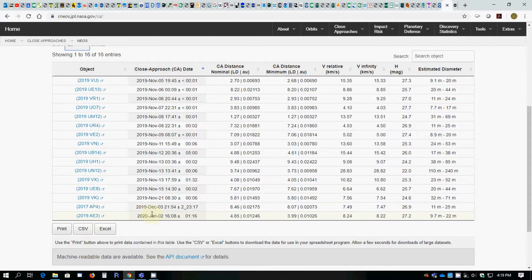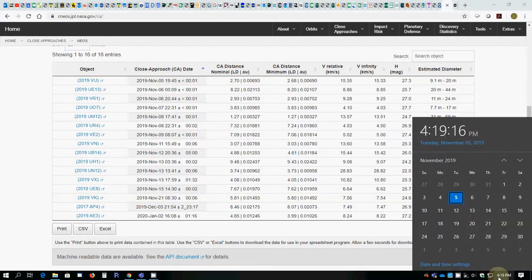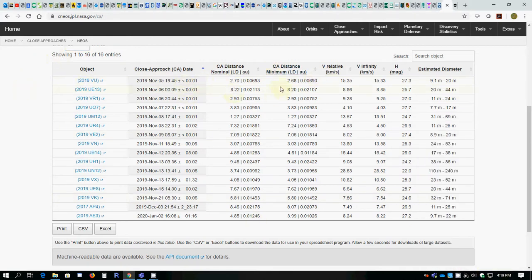Here's one that's going to be slightly past the end of the year, but it's still within 60 days. So we can look at these dates. There's an encounter coming up on November 5th, today, but it's going to pass within 2.68 lunar distances. So that's actually a reasonably close encounter, but the size of that object is not very large, 9 to 20 meters in size. Noticeable, but not a terribly threatening size. Threatening size objects would be 100 meters or more.